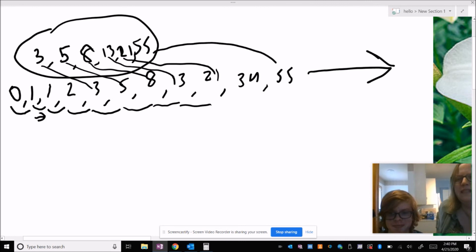Wow, that's amazing. So basically, you just add those two numbers together to get the next number. Cool. That's really cool.